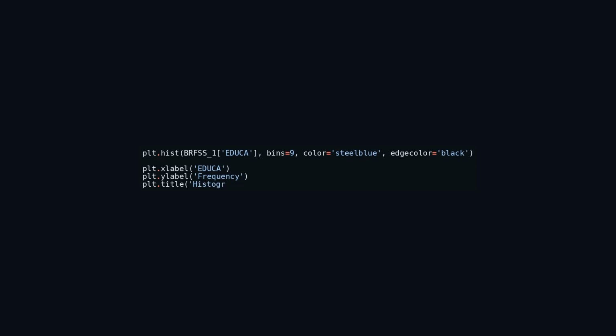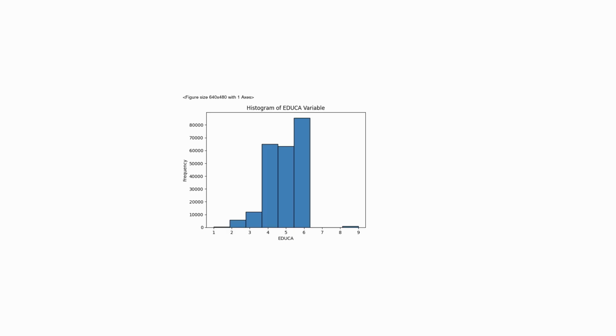Histograms offer a visual insight into the spread of a continuous variable. Analyzing the EDUA variable's distribution aids in recognizing any data patterns or outliers. By customizing colors, labels, and titles, the plot elevates its informativeness, making data interpretation more straightforward.